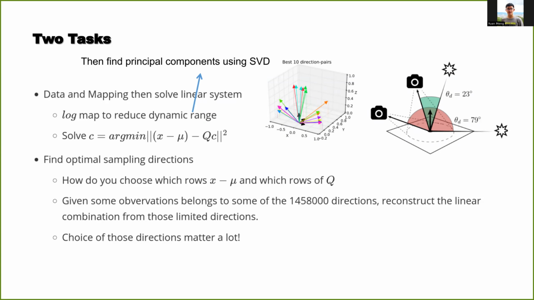If we had an unlimited way to acquire the BRDF, we would just sample all these 1.45 million or even more directions. But in reality, we need to choose the directions, and because we only have limited data, we need to choose a limited number of directions that will give us the best reconstruction results. This project explored two settings. The first one is to directly find the best direction pairs, and the second one is to find a camera light direction pair, and then the camera takes an image of the material, and we use all the samples on that image to do the reconstruction.